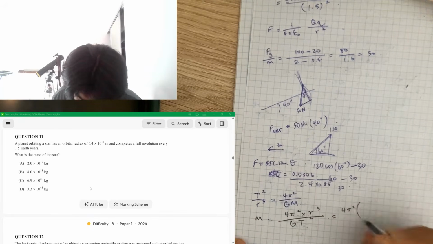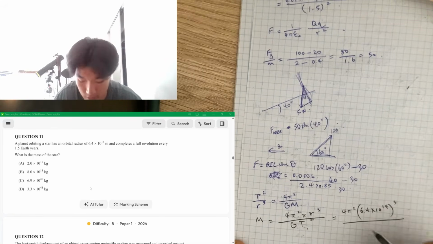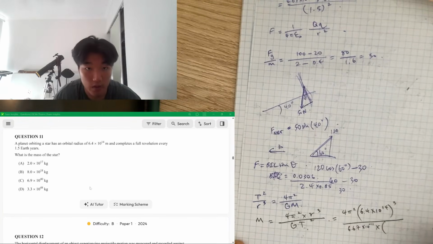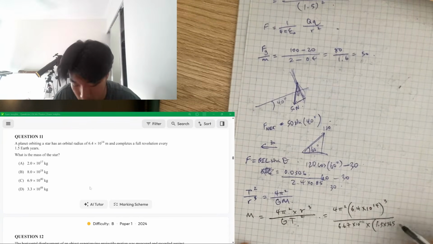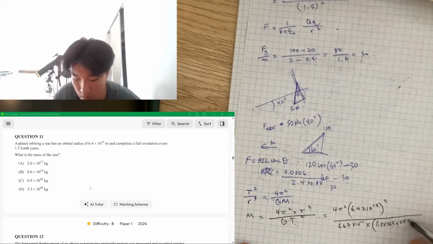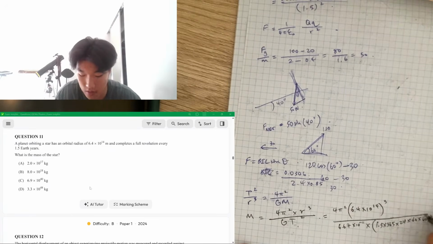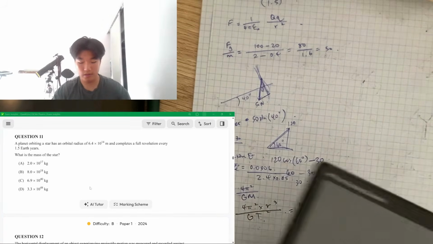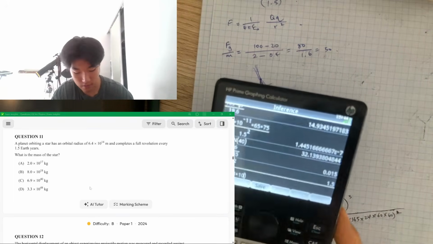Then we sub in the radius. It's 6.4 times 10 to the 14, and it's in meters, so we don't have to worry. However, for this, we do have to worry. We have to convert 1.5 to days, so we times it by 365. We times it by 24 to get hours. How many minutes are in hours? There's 60. How many seconds are in minutes? There's 60. So then we square that entire bracket. And then you put that in our calculator: 4 pi squared times brackets 6.4 times 10 to the 14.